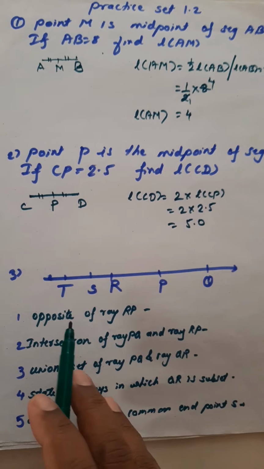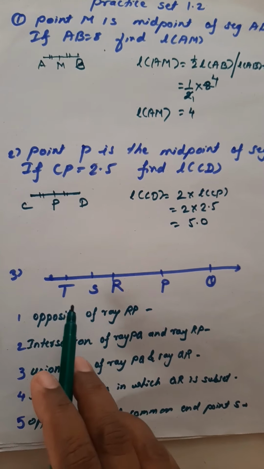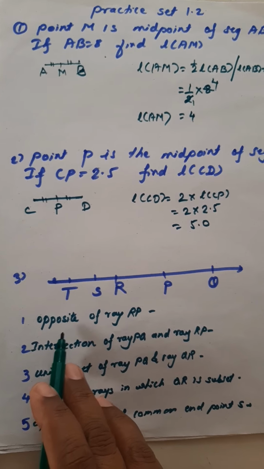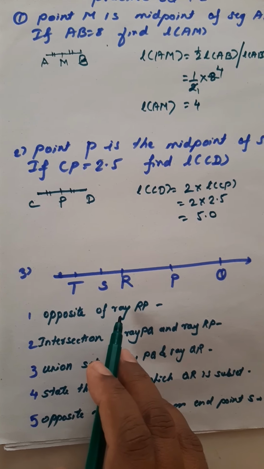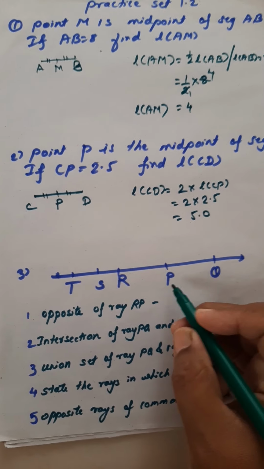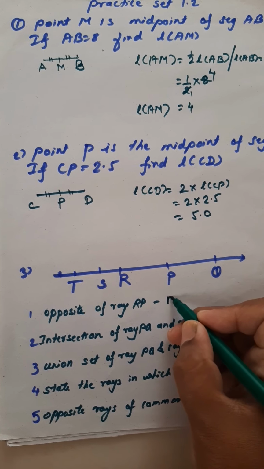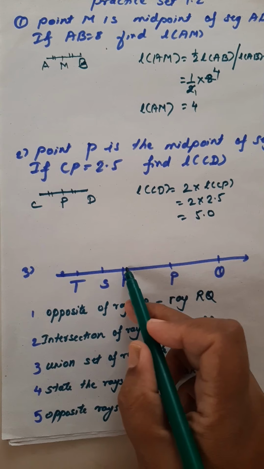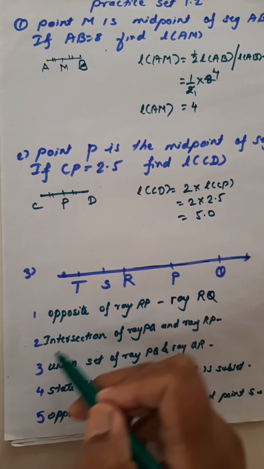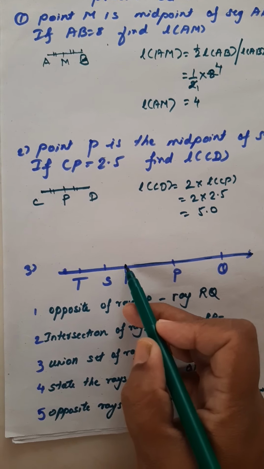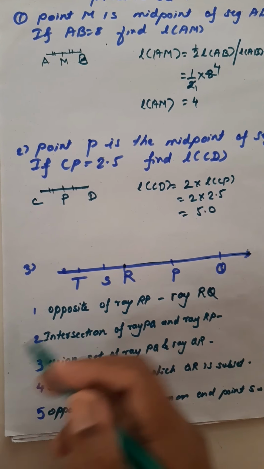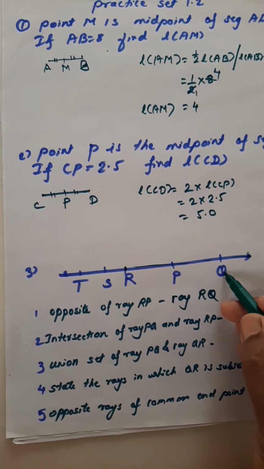Now next, question number third. Here I have drawn the line. Now we have to find out the answer. Opposite of ray RP. What is the opposite of ray RP? Ray RQ. Okay, this is the one-sided. From this point R, it will go on this point. It will not extend back side. So ray RQ is the answer.